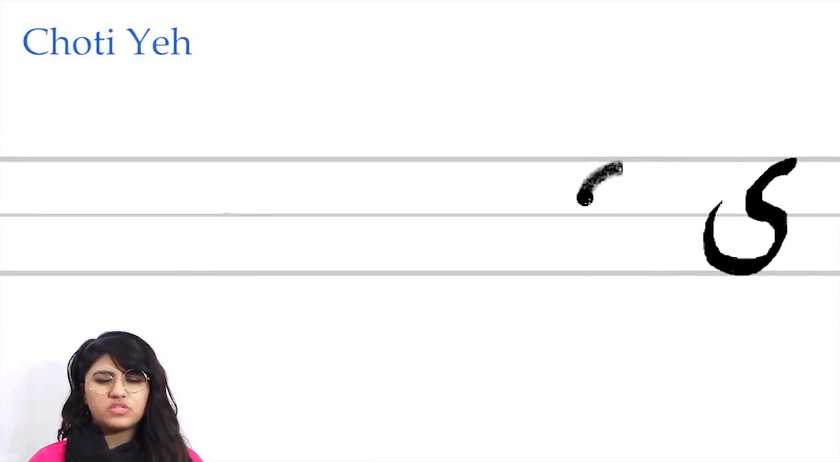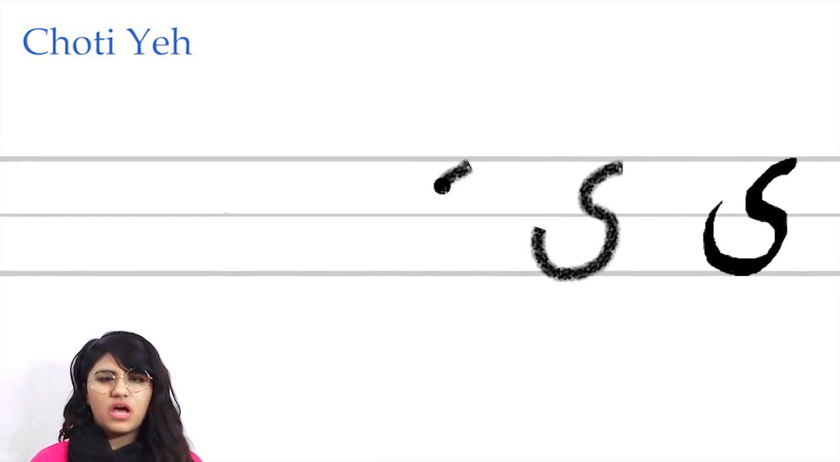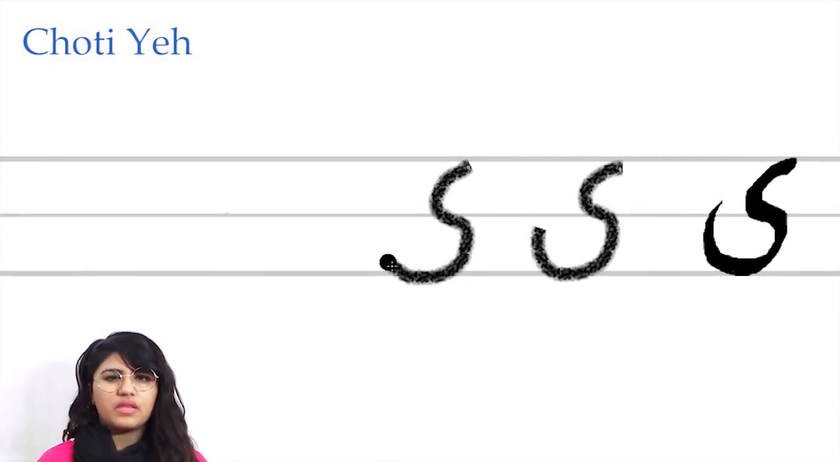Chotiye is a little difficult, so I'm gonna simplify it on here. It looks almost like an S. So you start from the top, you make a curve to the left, big loop, and end with the tail.